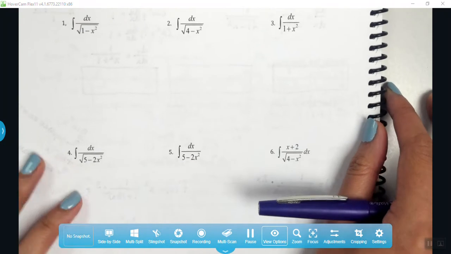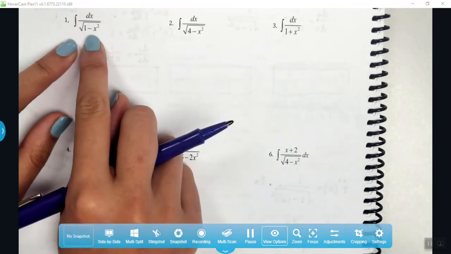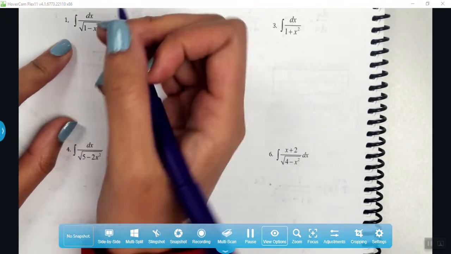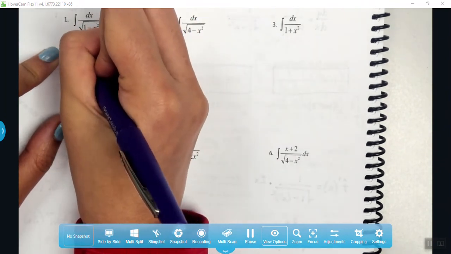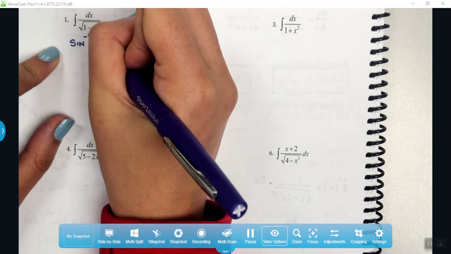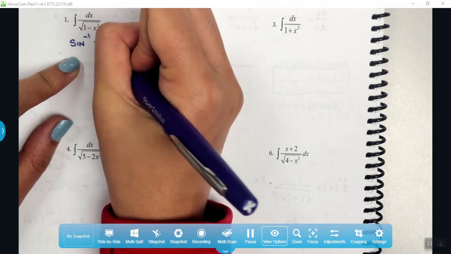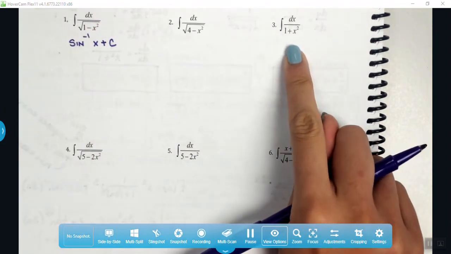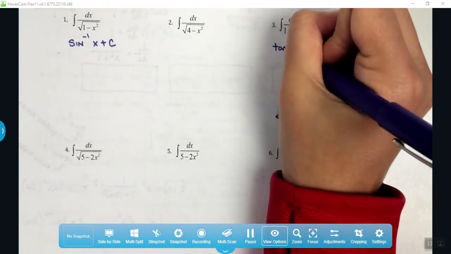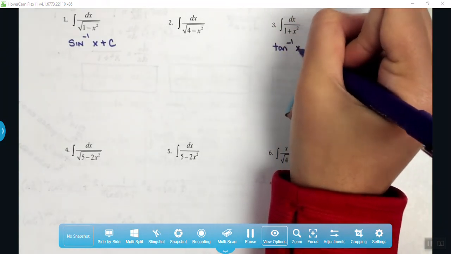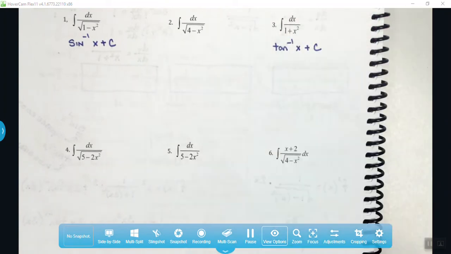Okay, 1 and 3 are easy. This you should just recognize is what? Sine inverse, yes, of x plus c. 3 is easy. It's just tangent inverse of x plus c. Okay. But all the rest are not as easy. Let's take a look at number 2.